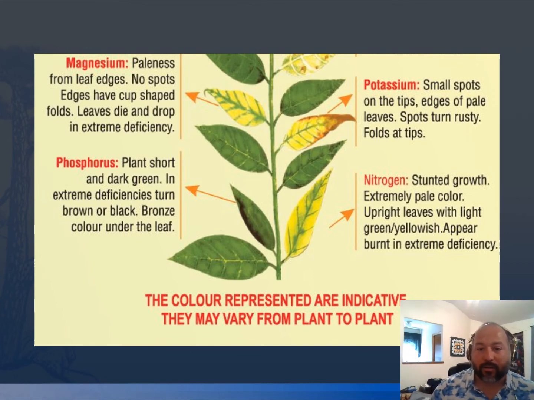And then in terms of a nitrogen deficiency, you're going to see stunted growth. Once again, it should be this size of a leaf, but we don't see that at all, and we see almost a different shaped leaf. You're going to get that extremely pale color. The leaves are going to be upright, so they've got this upright look where they're holding themselves up more, with a light green and yellowish appearance, and then they're going to have this similar burnt look as potassium in extreme deficiency.